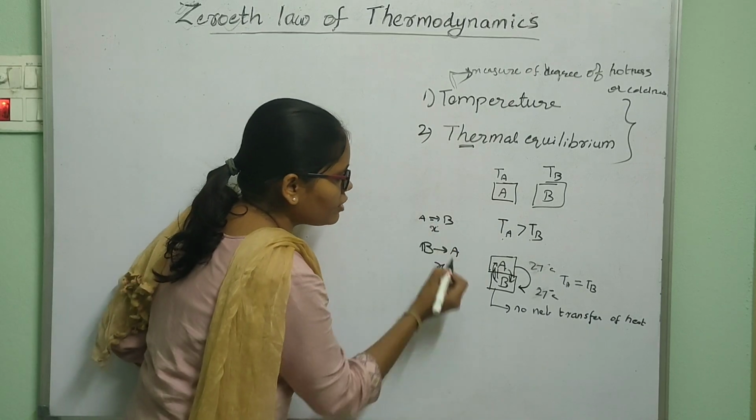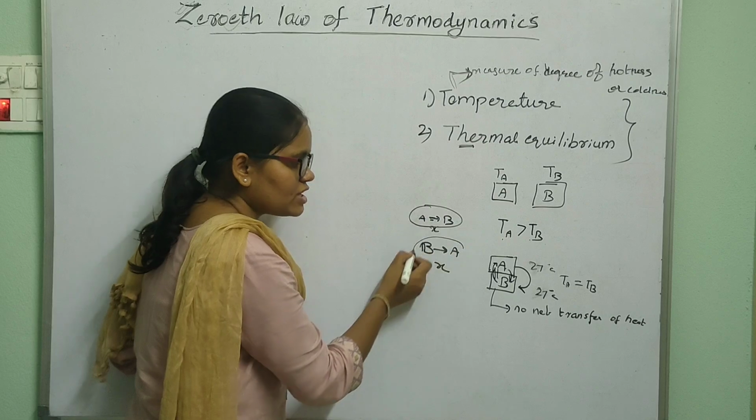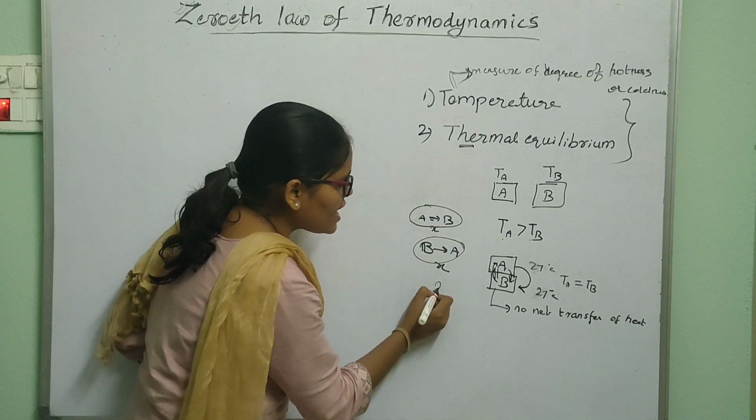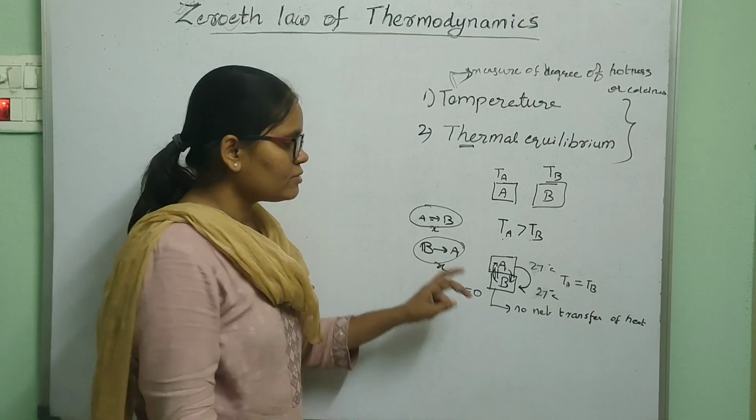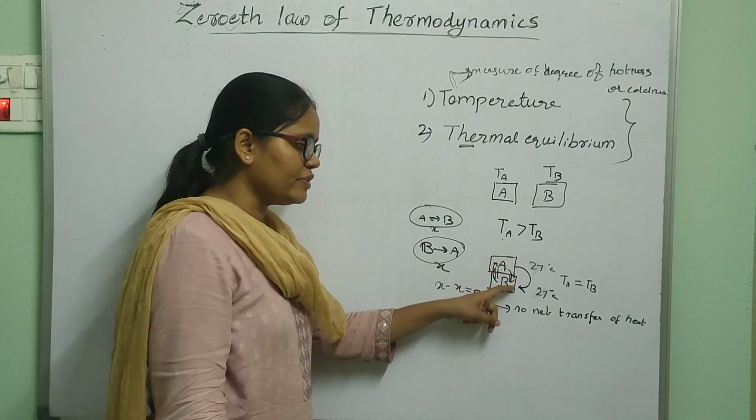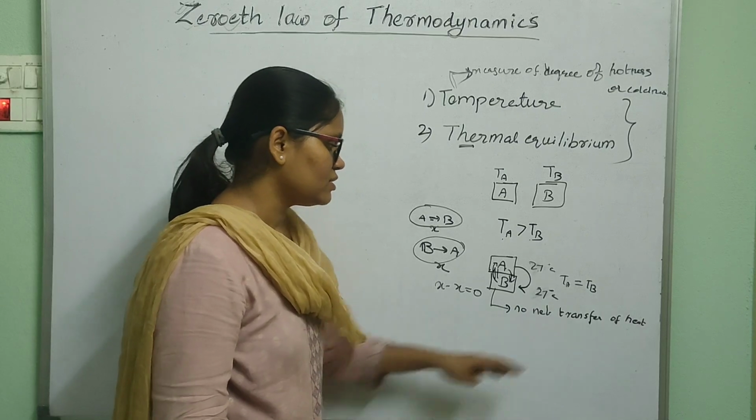So what will be the net transfer of heat? Transfer of heat from A to B minus transfer of heat from B to A, that is X minus X, that is 0. So at thermal equilibrium, there is an equal amount of transfer of heat from A to B and from B to A. So there is no net transfer of heat, right?